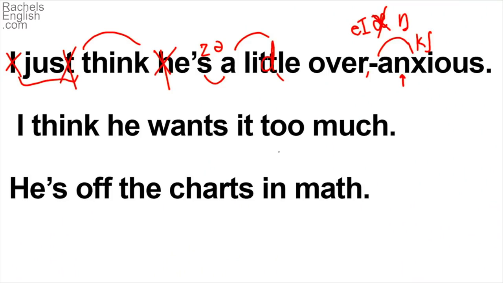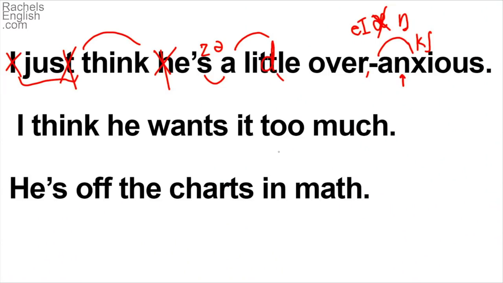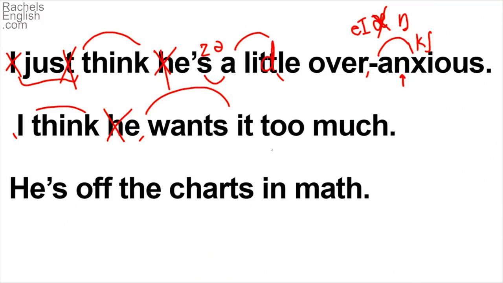Listen to this next phrase and tell me what you think the most stressed word is. Wants it too much. I think he. Tiny bit of stress on "think." I think he wants it too much, and then a lot on "wants." Did you notice in these first three words, "I think he," that H got dropped again. I think he wants it too much. "Too" and "much" both have some length, like for stress, but they don't have a whole lot of that up-down shape. I think he wants it too much.